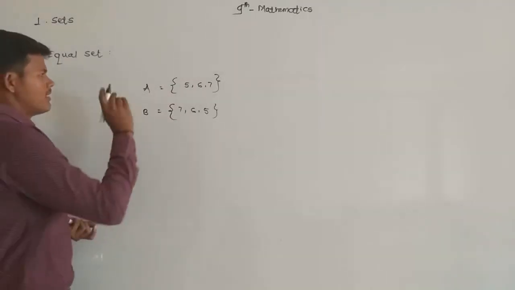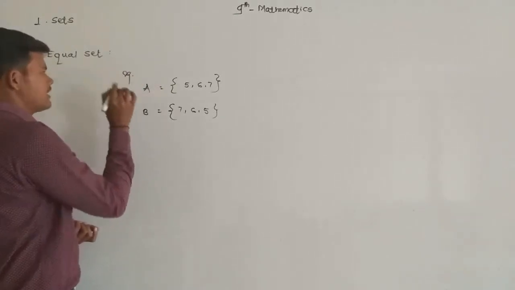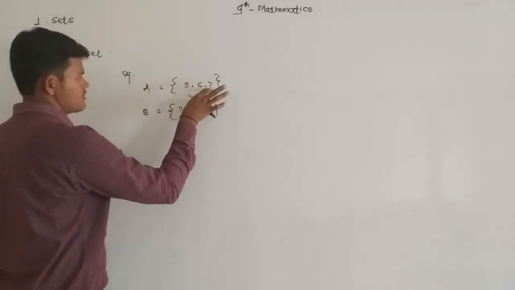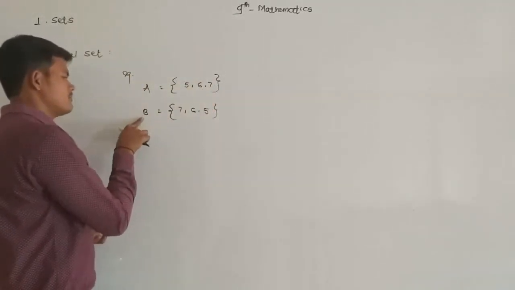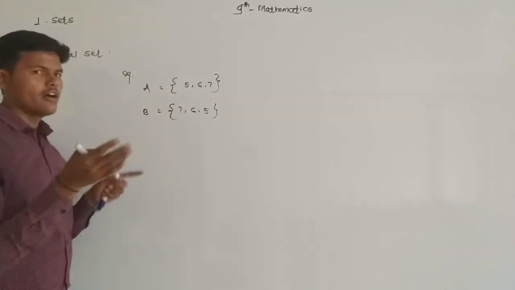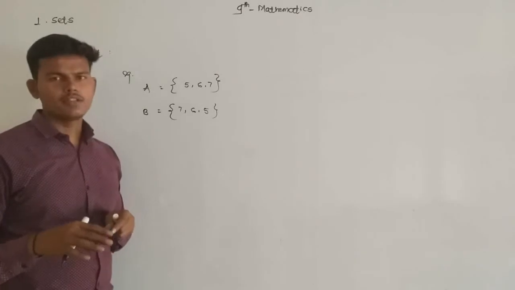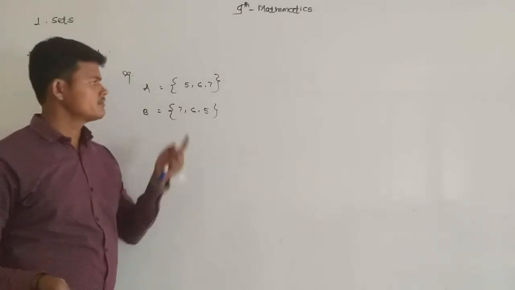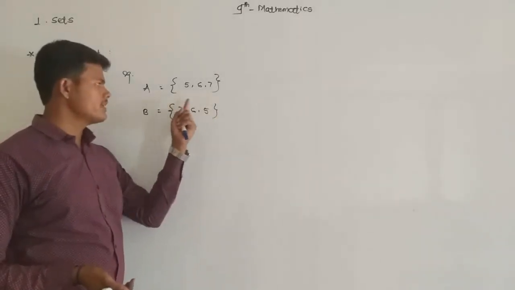That means, for example, in set A there are three elements 5, 6, 7, and in the second set B there are also three elements, that is 7, 6, 5. Here all the elements are the same, but their orders are different. Here 5, 6, 7; here 7, 6, 5.